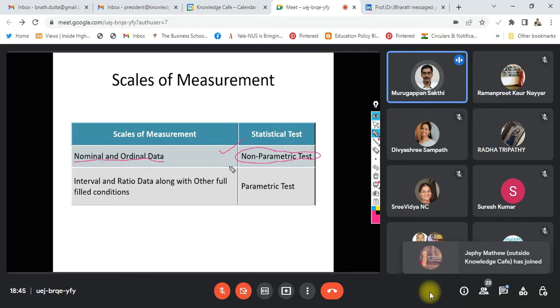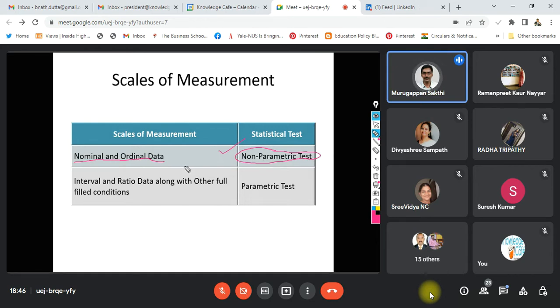Roll number 1 plus roll number 2 equal to roll number 3? You can't add. So the entire calculation methodology is totally different when the data is qualitative data. At that time you have to apply non-parametric. And not only that, when some of the assumptions have not been met, even though the data is numeric data, I have to apply a non-parametric test.